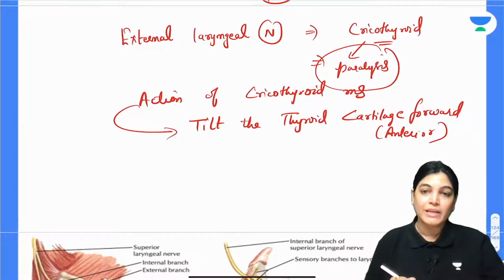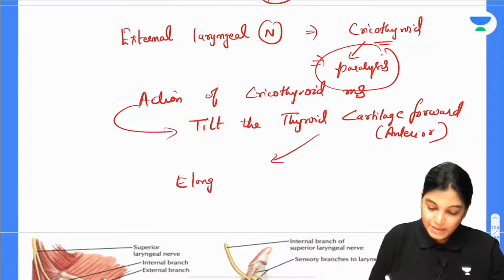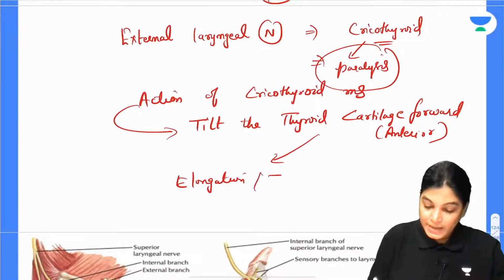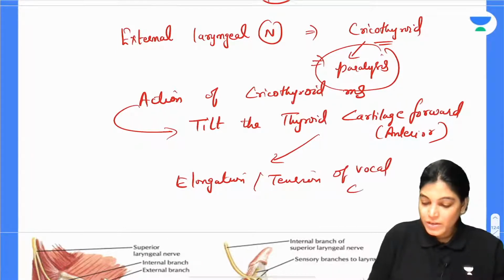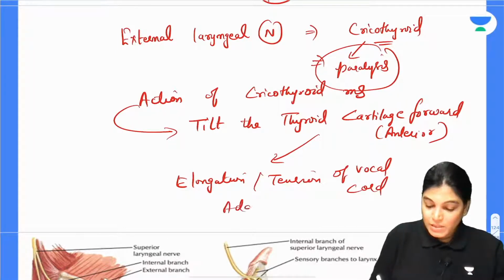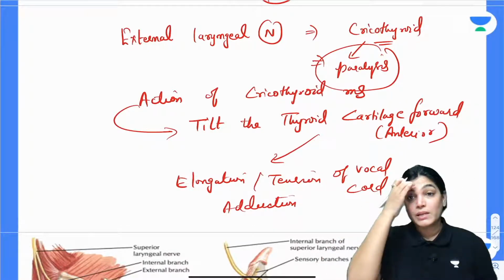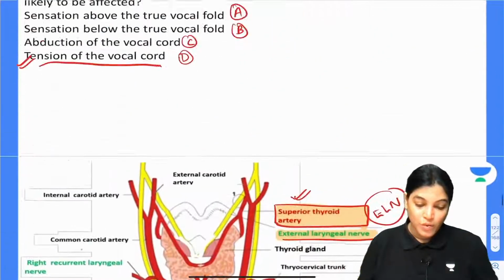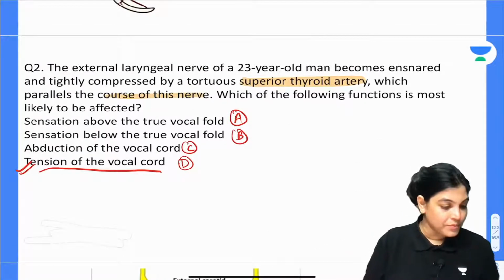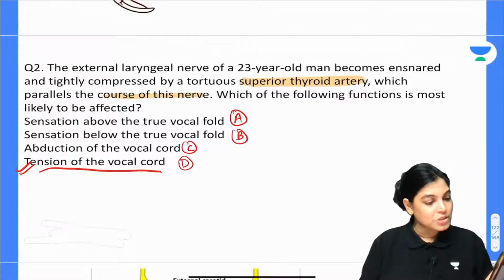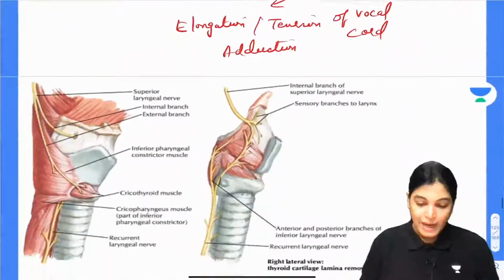causing elongation and tensioning. What will be the resultant? It will cause elongation and tensioning of the vocal cord, also slightly adduction. So this action will not be possible in this condition. So I am telling you, tension of vocal cord will be the resultant here. Got it everyone? Is it clear, Shweta, Ishrat, everyone? Okay, that is clear.